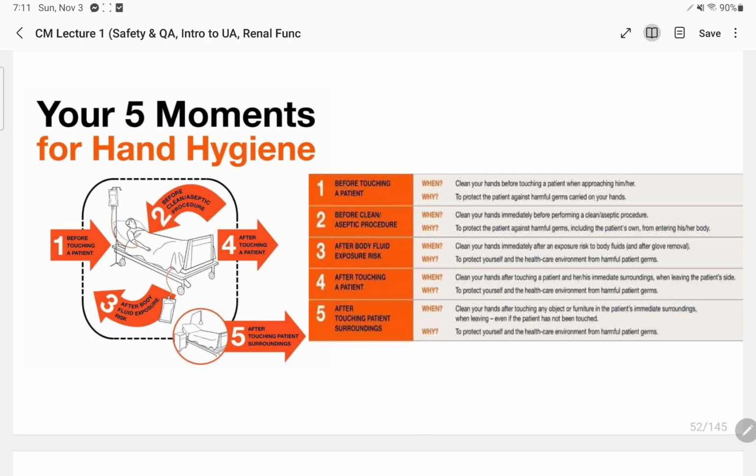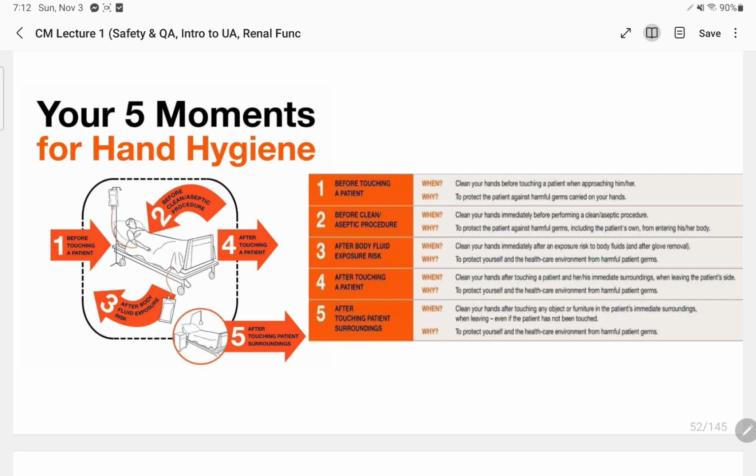So the second is, for example, you go to your tray, or you are about to perform your procedure. So clean your hands again. Okay? Clean your hands. And then third is clean your hands after you're exposed to body fluids or after glove removal. After you perform your phlebotomy, okay? So you have transferred the blood to the tube, so you can do hand hygiene.